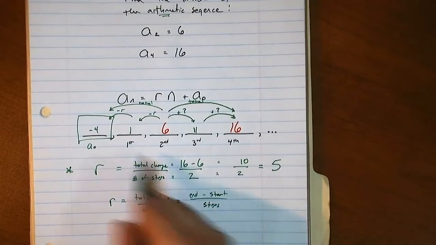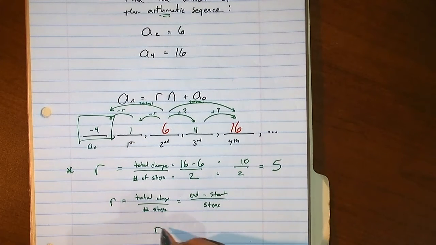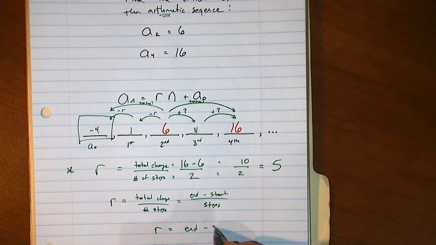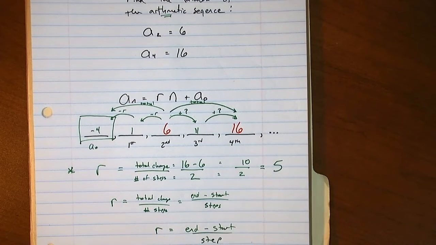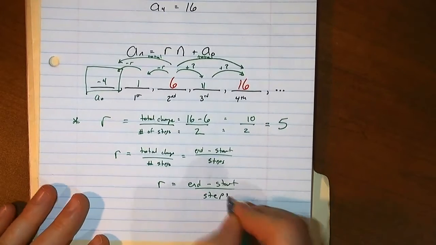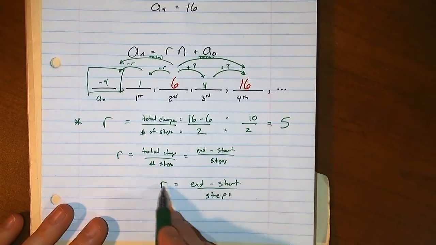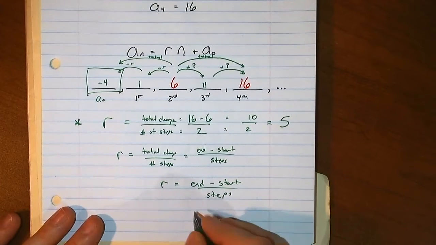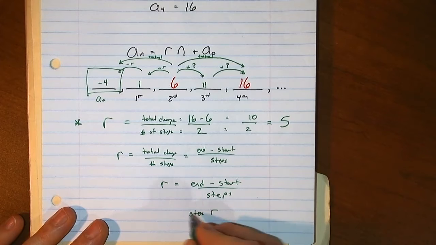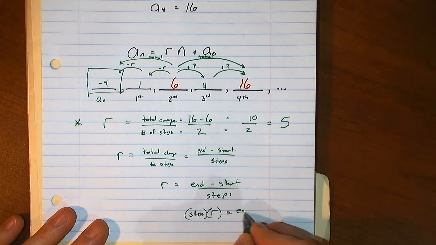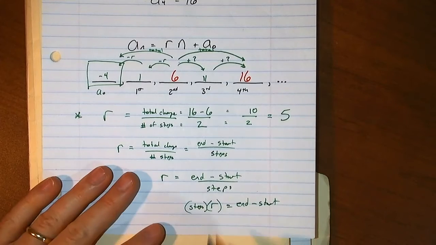Well, what we don't know is where we started. So if I rearrange this equation, in other words, if I solve for where you started, then that'll tell me a formula to get a sub 0. So let's think about what this is. I'm going to multiply both sides by the number of steps. So the number of steps times r. Now I can subtract the end from both sides.